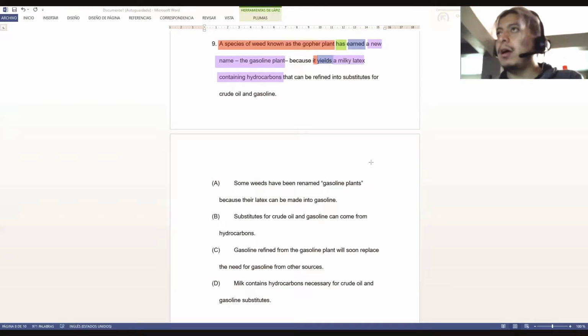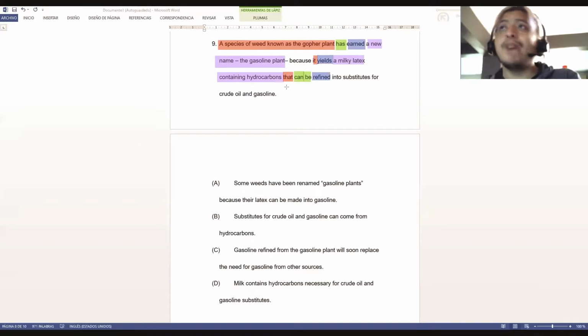And then you have the relative pronoun that means this milky latex, this latex thing, can be refined. You don't have an auxiliary, but you have the modal verb can, and you have the verb in the base form, be. Well, actually, this is the passive voice. In the passive voice, the auxiliary is the verb to be, can be, and the verb is in the past participle, refined.